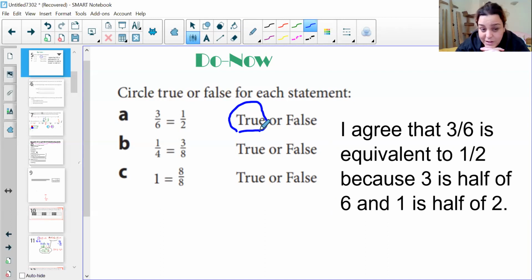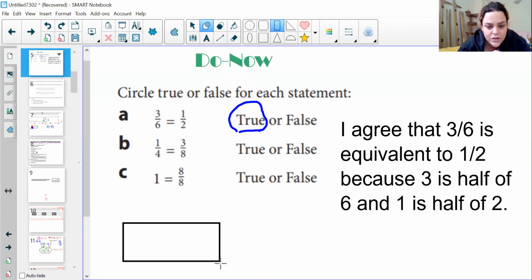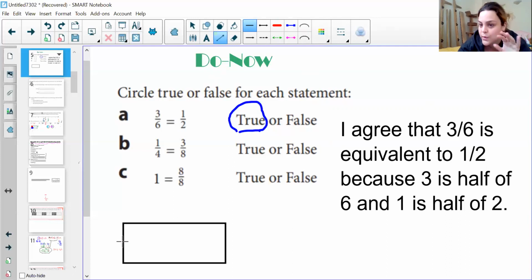Could I say 1 is half of 4? No. And is 3 half of 8? No. So we're going to have to take out a bar model just to make sure that these fractions are not equivalent to one another. What I'm going to do, and you're going to do it with me, is draw, not a circle, a rectangle. So let's draw a big bar model. I like to do my bar models one on top of the other so I can really see the relationship between both of the fractions.